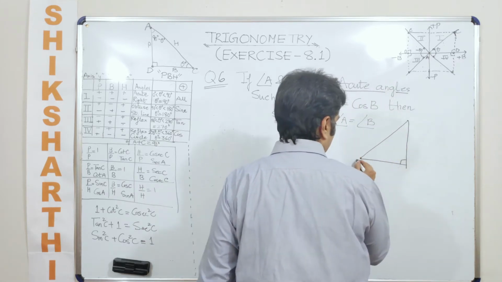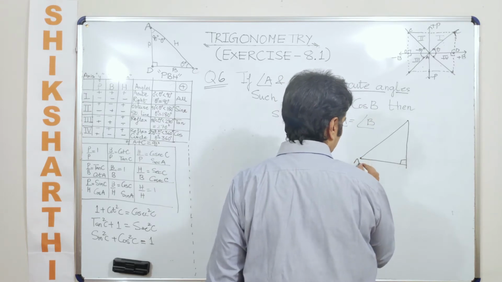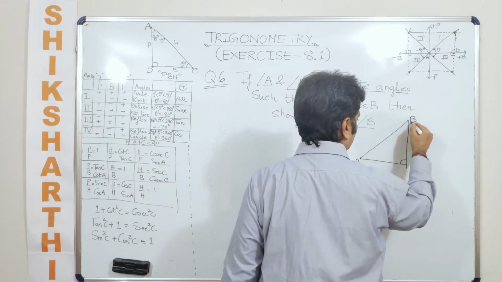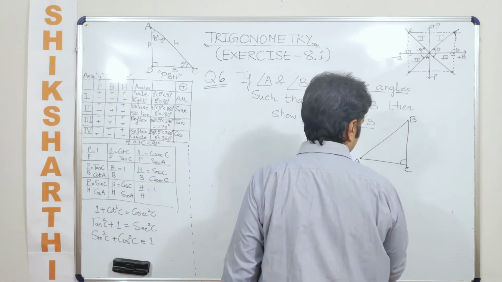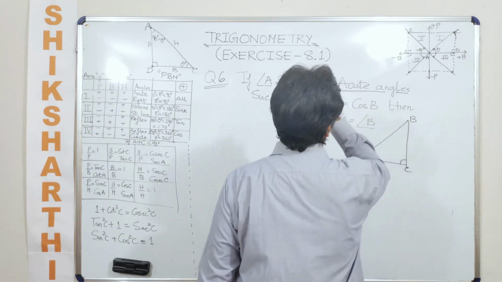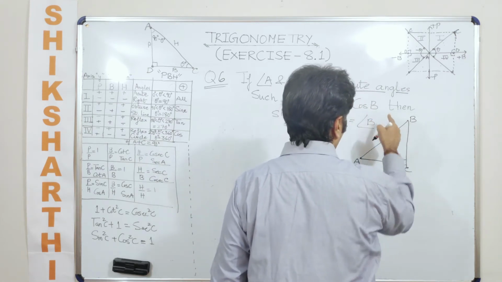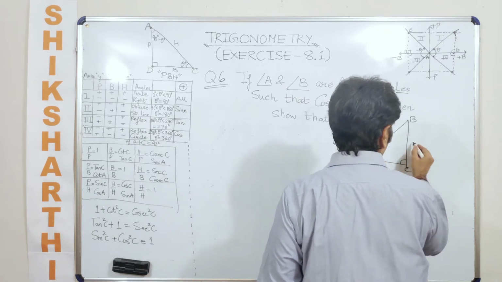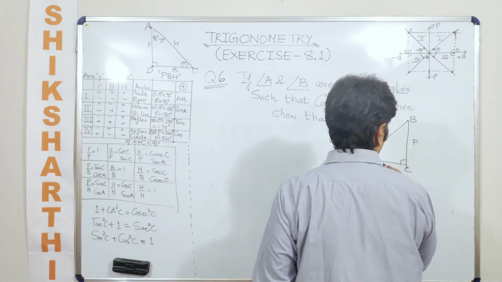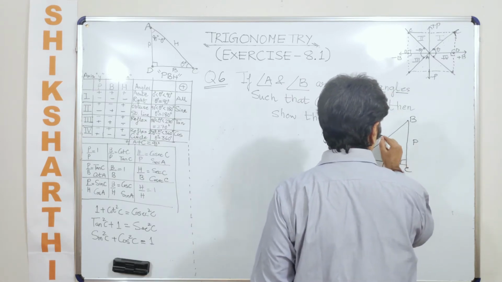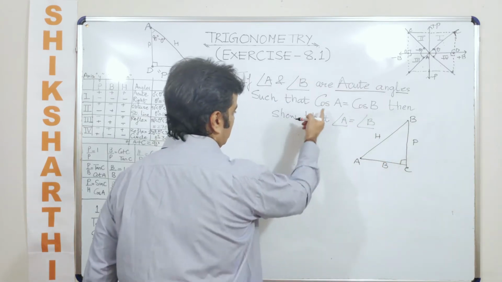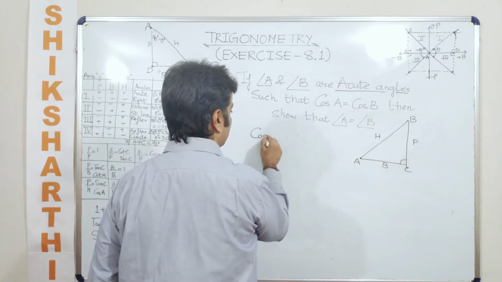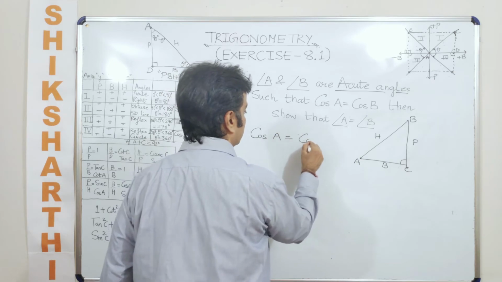Now, since angle A and angle B is what we are talking about, we'll take this as C. It says that cos A is equal to cos B. So now we know that this is perpendicular, this is base, and this is hypotenuse. Okay, it is already given. So it is given as cos A is equal to cos B.